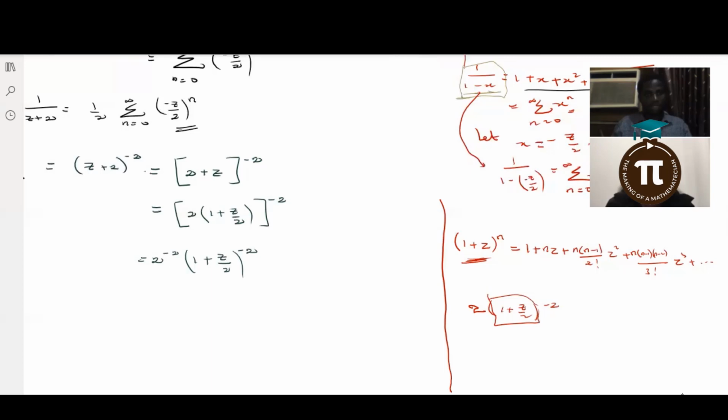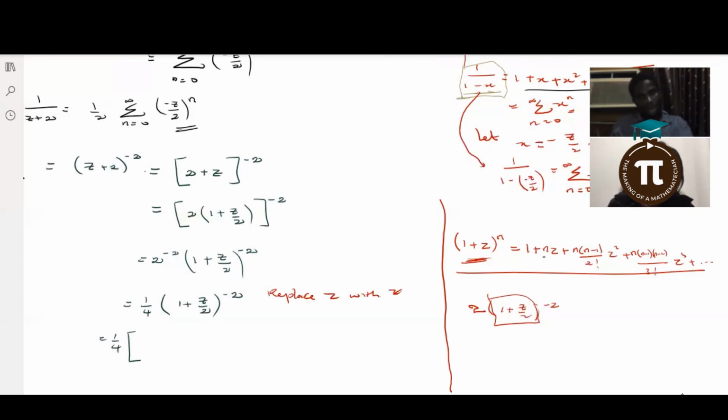Yeah. So this is 1 over 4. So I have 1 plus z over 2 raised to power minus 2. So basically, you replace now, how will I write it? Now, what we have here, replace z with z over 2, right? And n with minus 2. Very good. And so minus 2 minus 1 is minus 3.